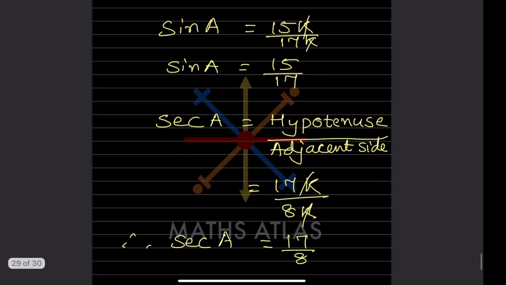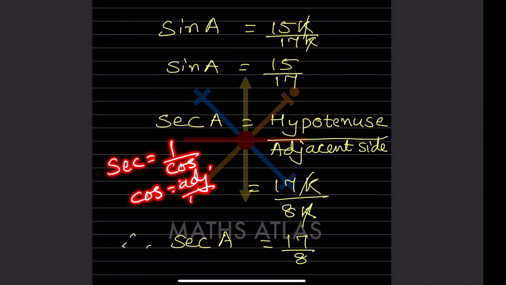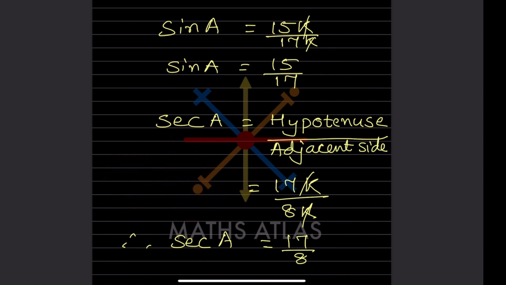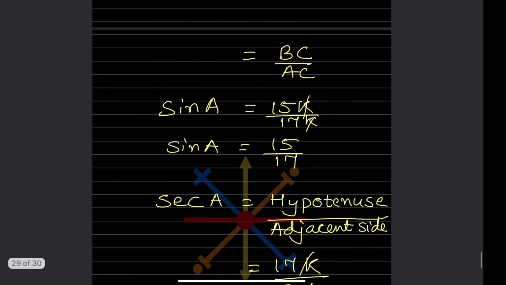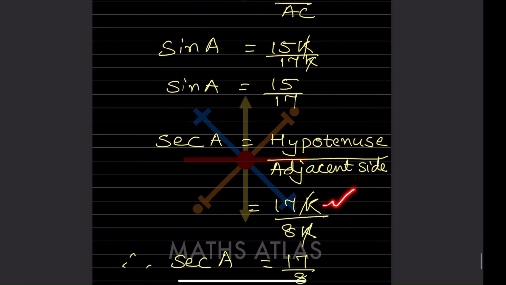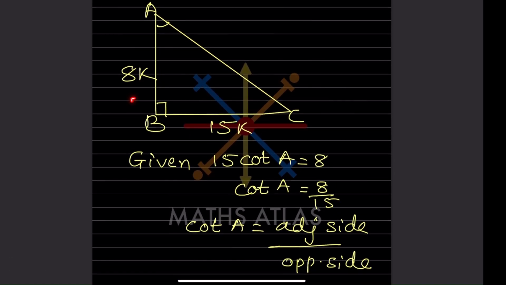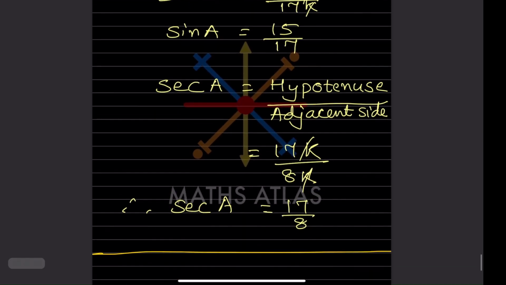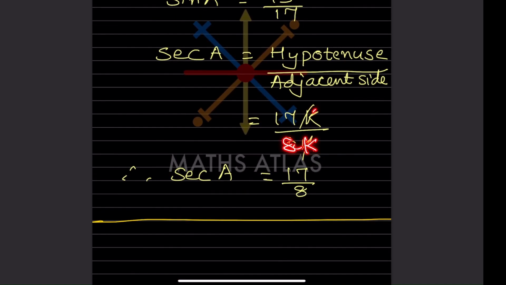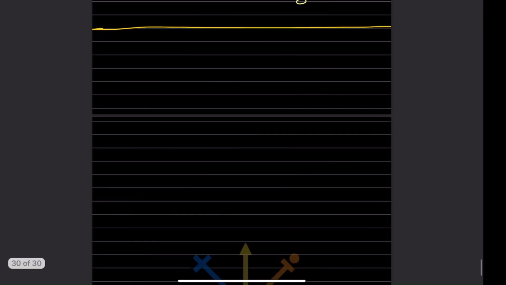Now sec A. Sec is nothing but 1 by cos. So you know cos is adjacent by hypotenuse. So when we write the sec, that is going to get flipped over. So hypotenuse will go in the numerator and adjacent will come in the denominator. So that is what I wrote, hypotenuse by adjacent side. Now look at here, what is the hypotenuse we have here? That is 17K. And what is the adjacent side over here? Adjacent is 8K. So you will write 8K. So this K and K get cancelled. So sec A is 17 by 8.